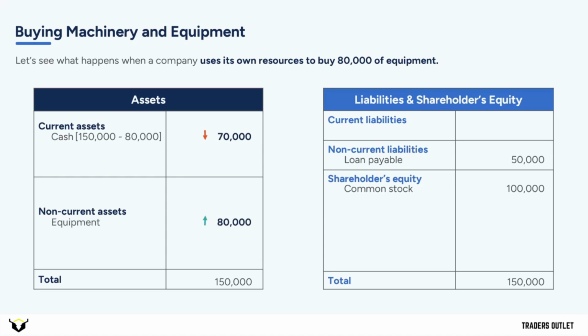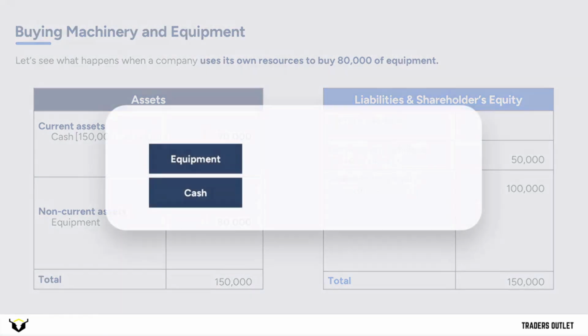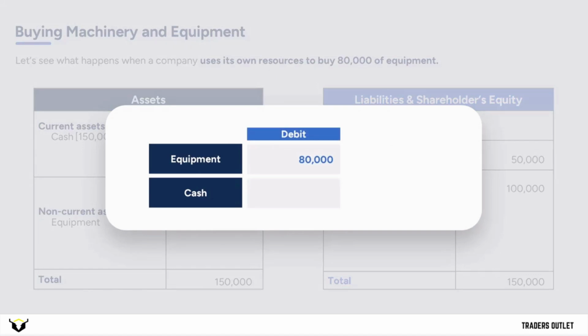You can think of it as swapping one asset for another. The company gave up cash to gain equipment. Now equipment is an asset, and we're increasing equipment, so we debit the equipment account. Cash, we know, is also an asset, but in this case, we're decreasing an asset, so we credit cash.